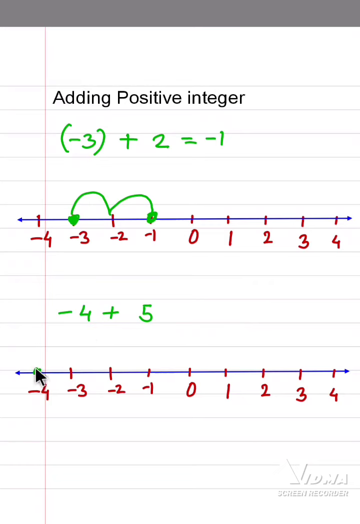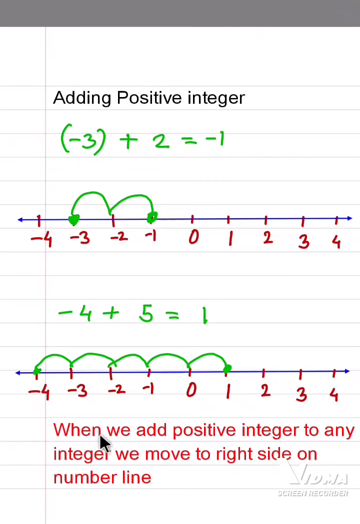Look at how it happens now. 1 step, 2 steps, 3 steps, 4 steps and 5 steps. Look at where we are reaching now. We are reaching at 1. So what is the answer of this addition? +1. Hence when you add -4 with +5, your answer is +1. So you need to remember that when we add any positive integer to any integer, we must move to the right side of the number line, and this will give us the addition of these two integers.